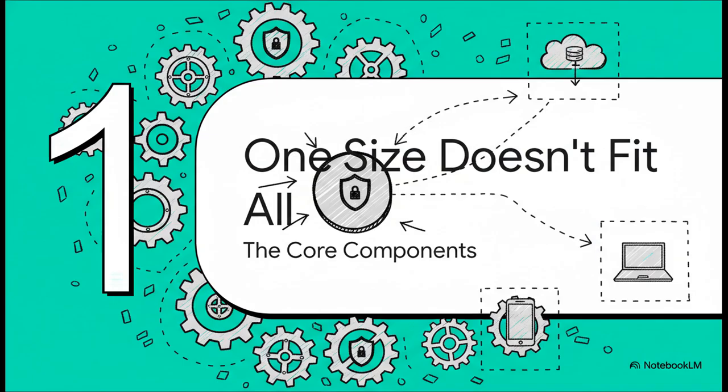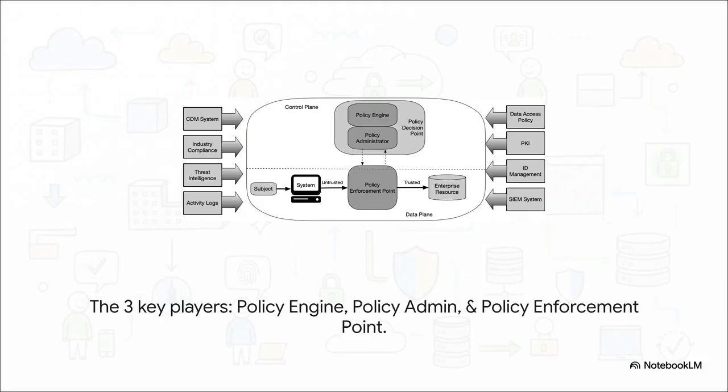First things first, before we can compare anything, we need to talk about the key players that make any zero trust setup work. Before we dive into the models, you've got to know the cast of characters. Think of it like a 3-part system. You've got the policy engine, that's the brain. It makes the ultimate yes or no decision. Then there's the policy administrator. It's like the manager that takes the brain's decision and tells the gatekeeper what to do. And finally, you have the policy enforcement point. This is the bouncer, the gatekeeper itself. It's the one that actually opens or closes the door to the resource.